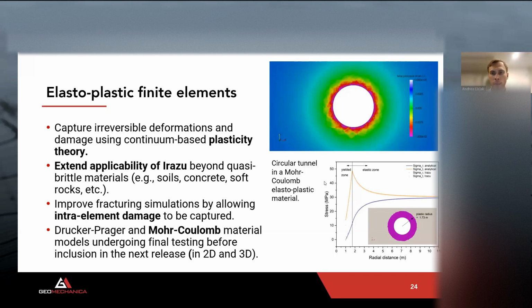And here on the right, I'm showing some of the verification models that we've been running. This is a tunnel excavated in a Mohr-Coulomb material. For this problem, there is an analytical solution, and we're making sure that our model can capture the stress distribution in the elastic zone and the yielded zone, with the correct capture of the plastic radius.